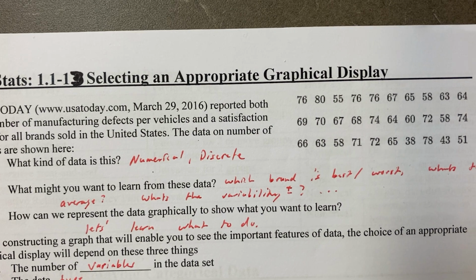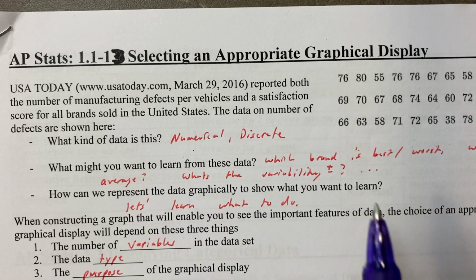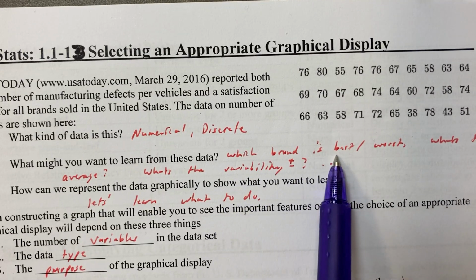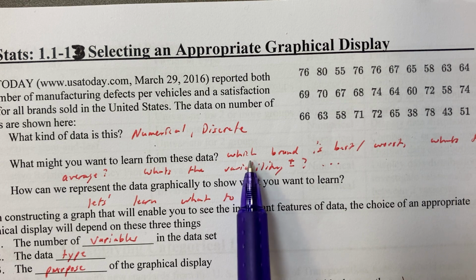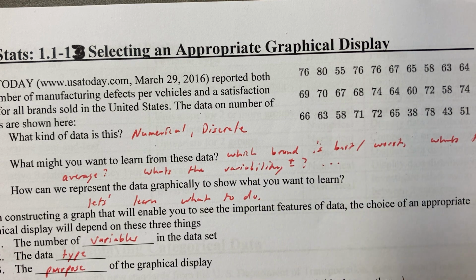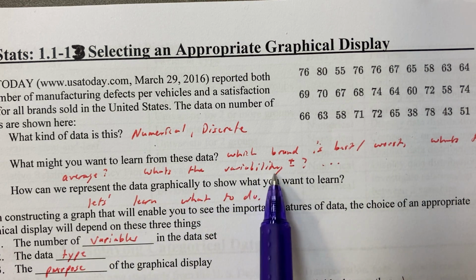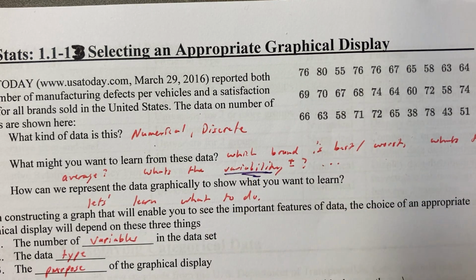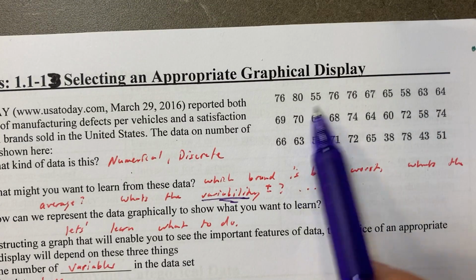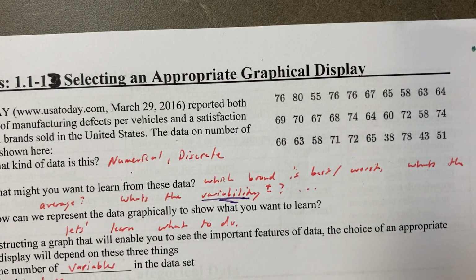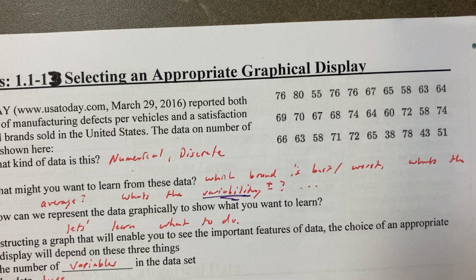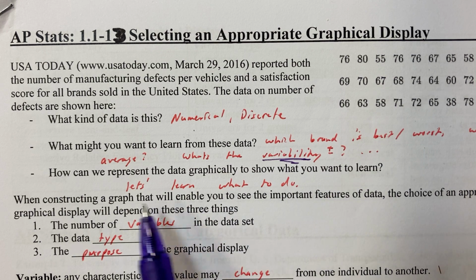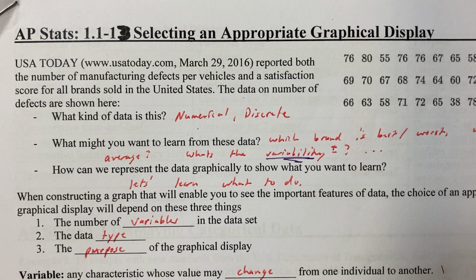So there we go. What might you want to learn from these data? Which brand is best is what that says. If you can't read, my handwriting is not great. So you might want to learn which brand is best, which brand is worst. What's the average? What's the variability? This is a big word in this class. What's the spread of the data? All right, variability. How does one thing vary from the next thing? How can we represent the data graphically to show what you want to learn? Well, that's what we're going to learn in this lesson.